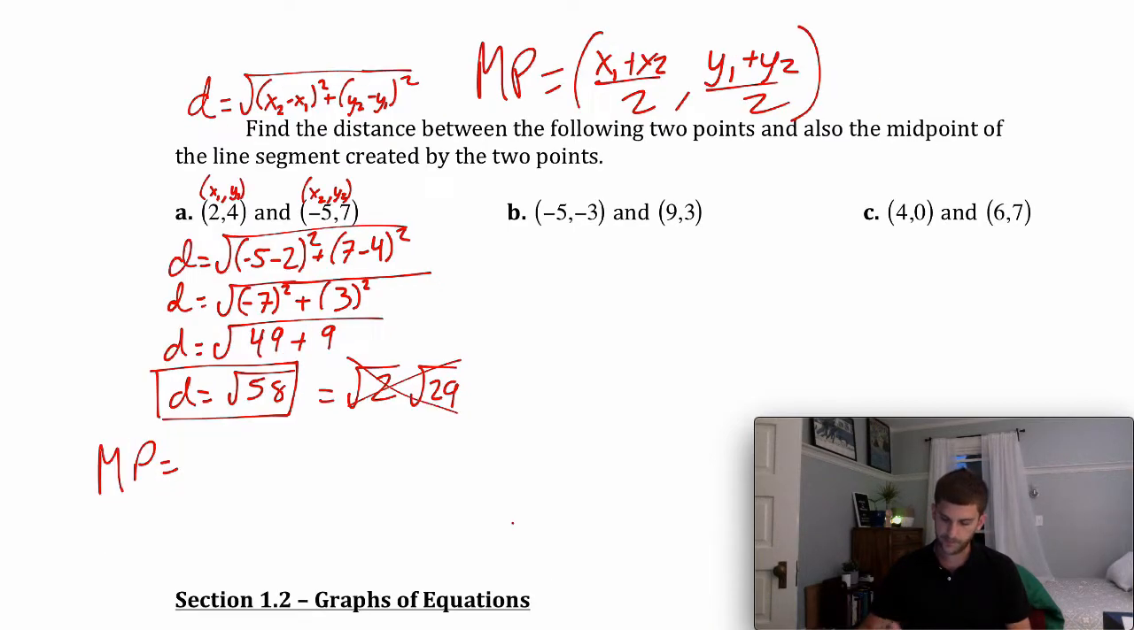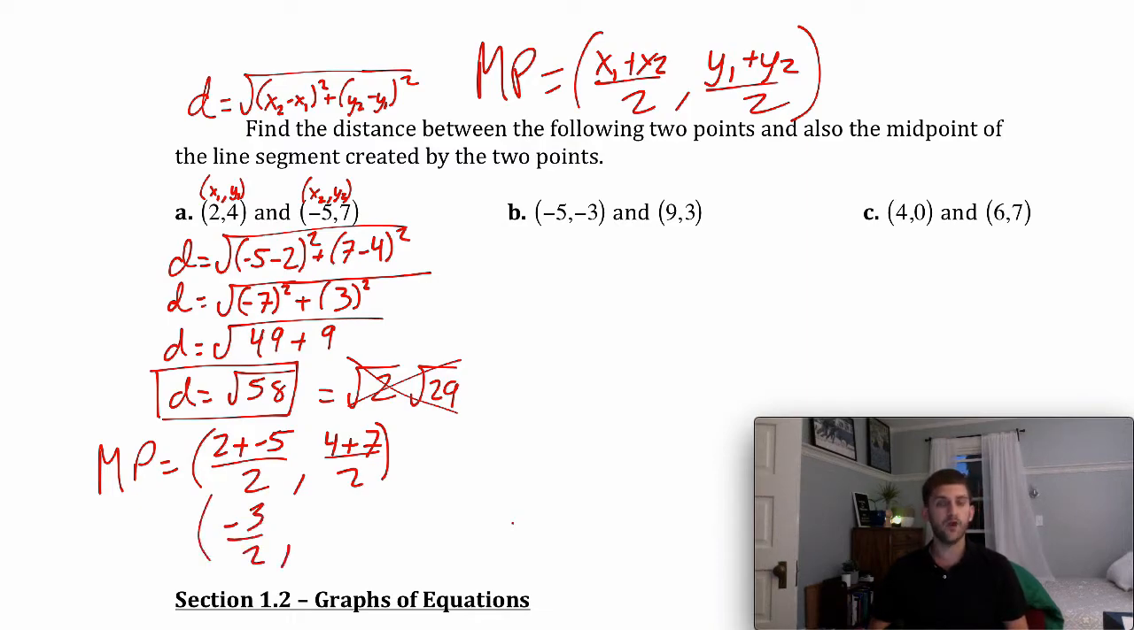All right, let's try this out. We got x1, we said, was 2, plus x2, negative 5, divide that by 2. And then our y values, we're going to have 4, our y1, plus 7, divided by 2. Now, 2 plus negative 5 is negative 3 divided by 2. That's kind of gross, but whatever. 4 plus 7 is 11 divided by 2.